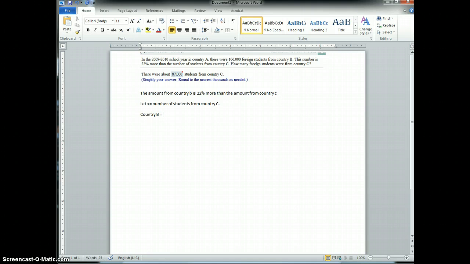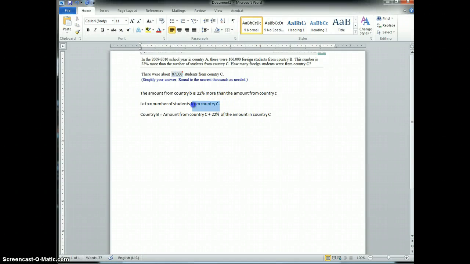So it's whatever the amount from country C is, and then plus 22% more than that. So take a look at this. We know that the amount in country B is 22% more. So you take the amount and you add 22% of that. So it's 22% more than the amount of country C.